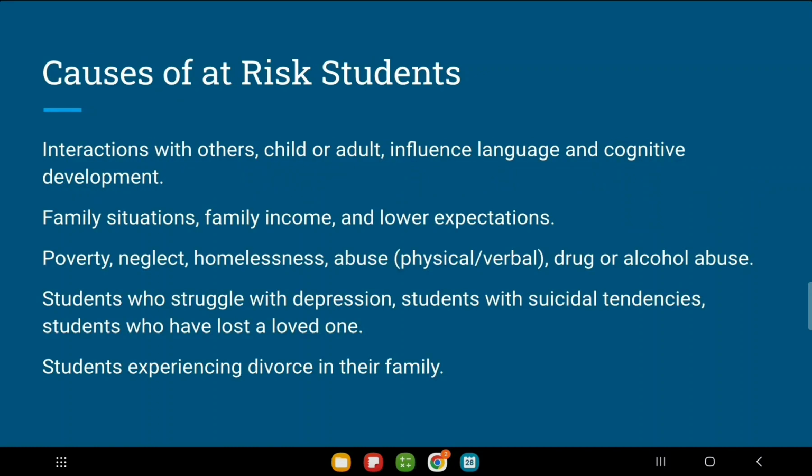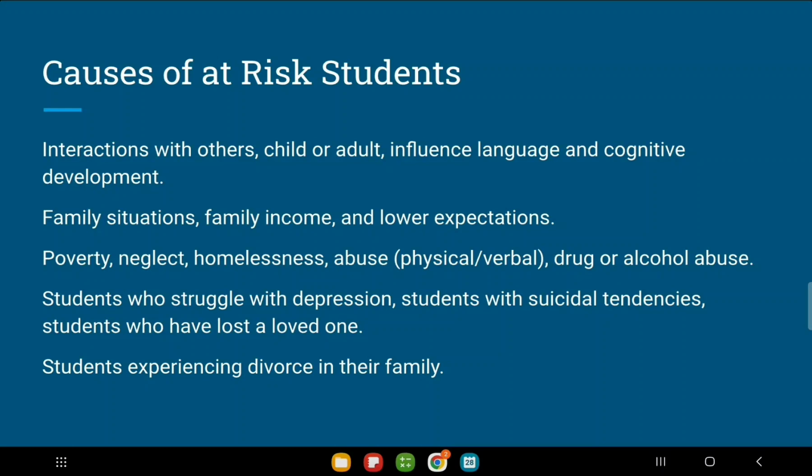Some of the causes for students who are considered at-risk could be interactions with others, child or adult, and the influences on language and cognitive development that the people around them have on them. What I mean by this is the nature versus nurture aspect of development. How the child talks at home will make a difference in how they develop their skills in the classroom.